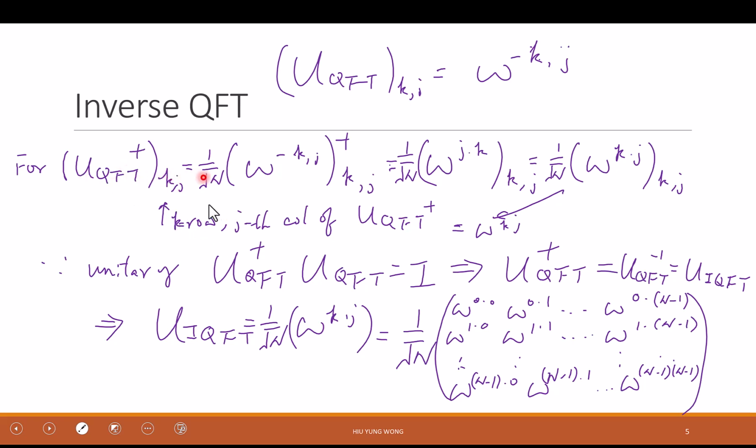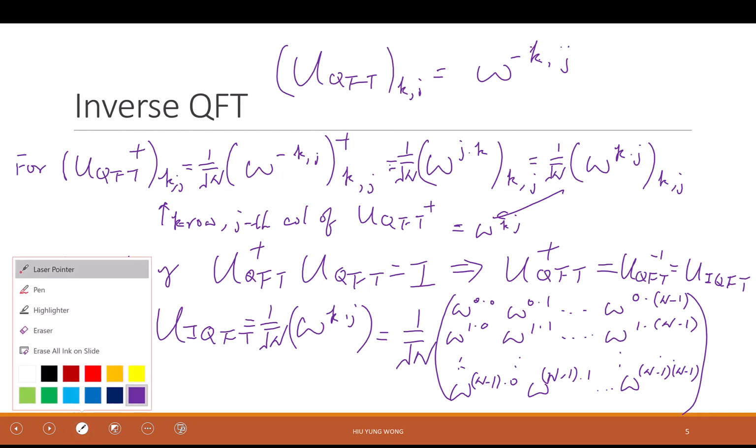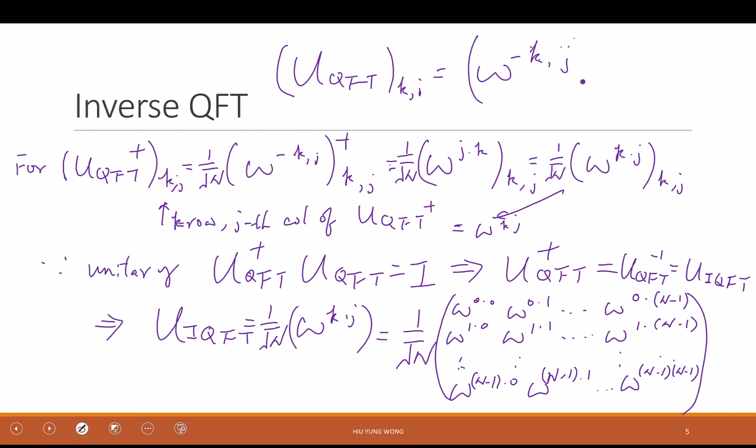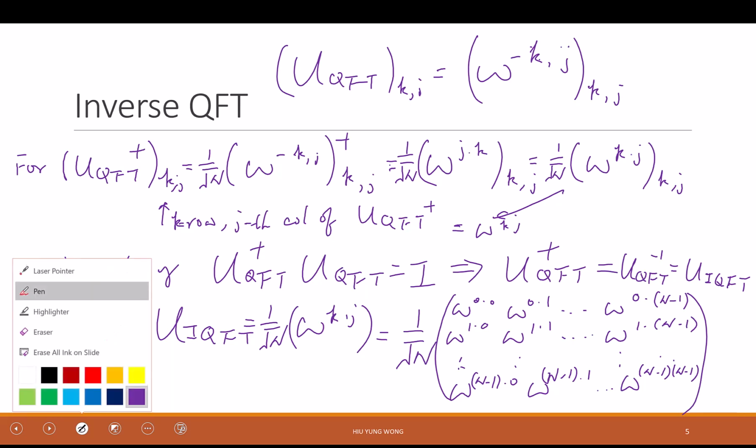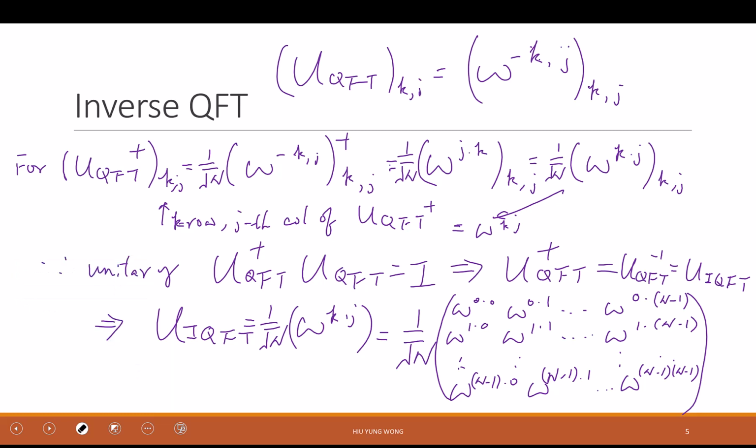Put what? Where? Here? This one? Yeah, so this is a matrix. Oh no, yes, you're right. I should not do this. I should actually put a bracket and say this is kj. Yeah, you're right, I'm wrong. I should not do that. Actually, you're right. This is an element. This is not a matrix, right? So let's say it clearly.